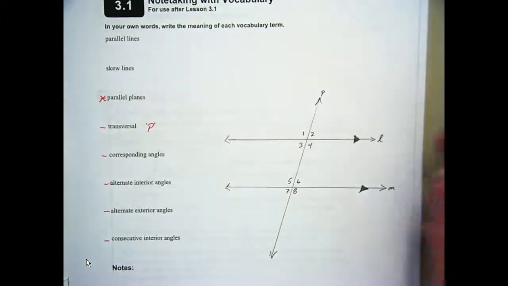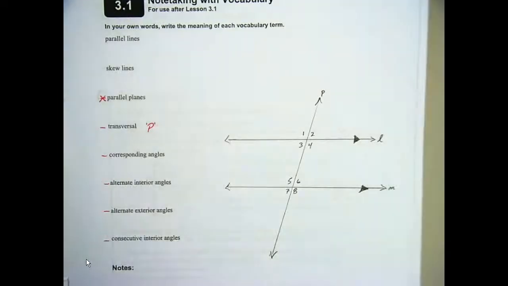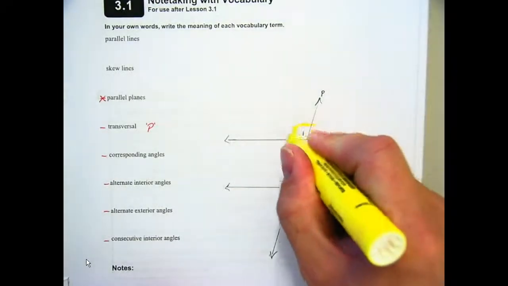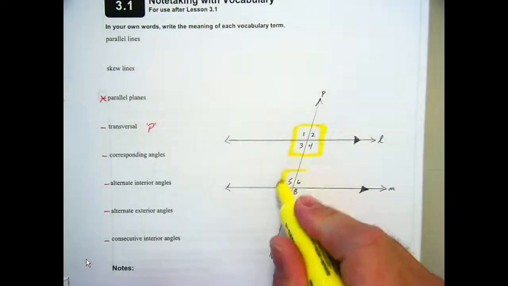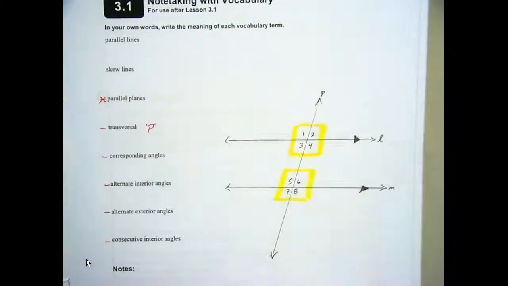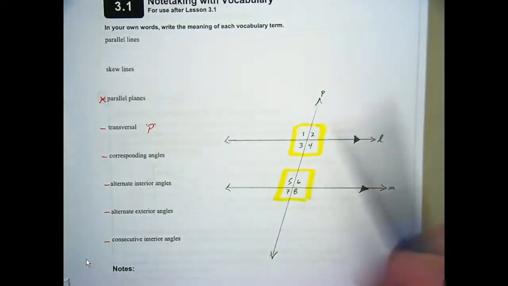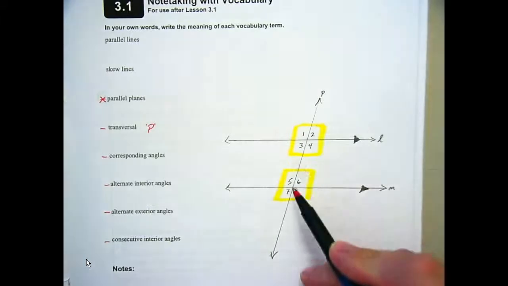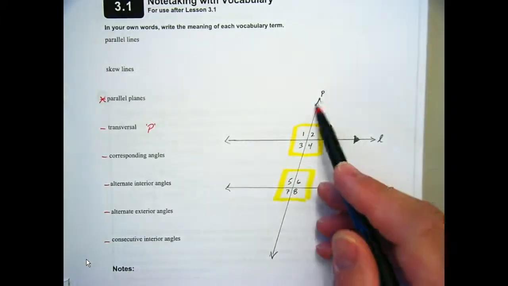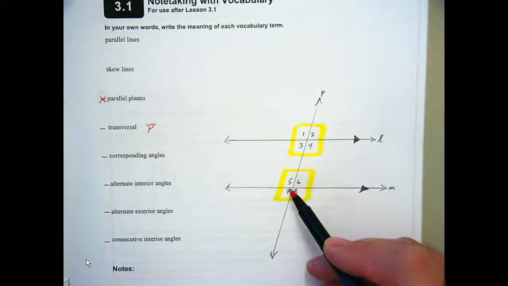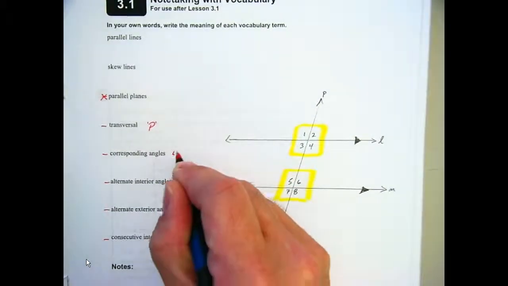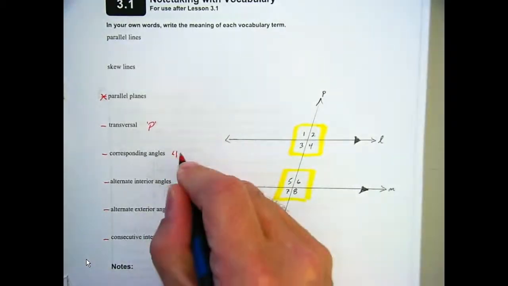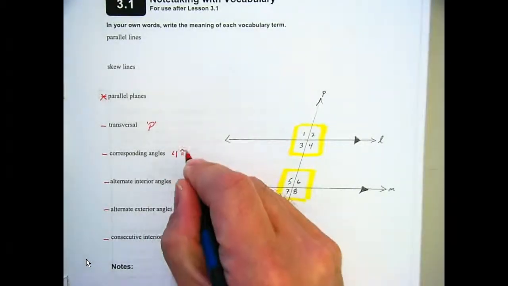Corresponding angles. Corresponding angles are angles that, like if I were to cut out this chunk right here, this chunk of 4 angles, and then move it so that it lies right on top of this chunk of 4 angles, which angle from up here would match up with the angle down there? Which angle from up here would match up with angle 5? Angle 1. So 1 and 5 are corresponding. And corresponding angles with parallel lines are congruent.